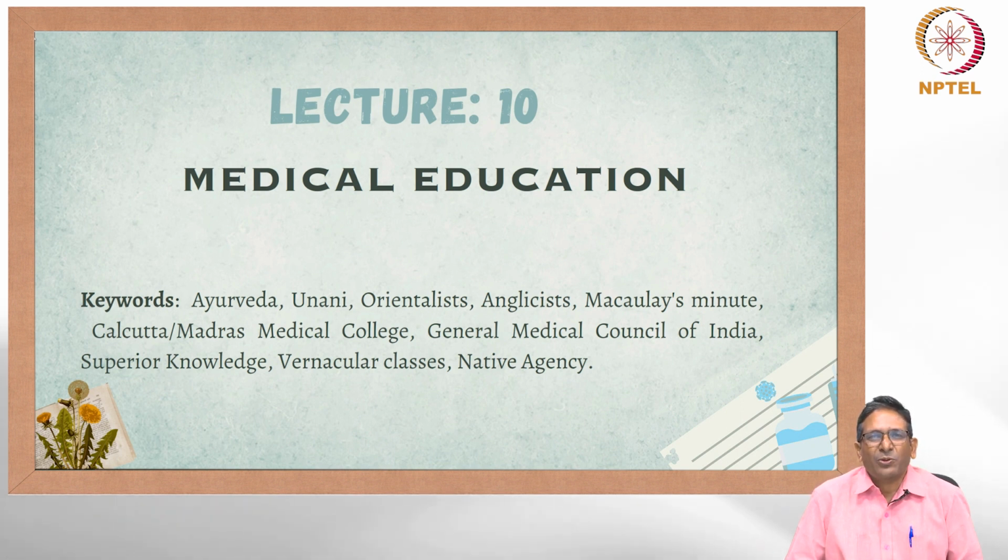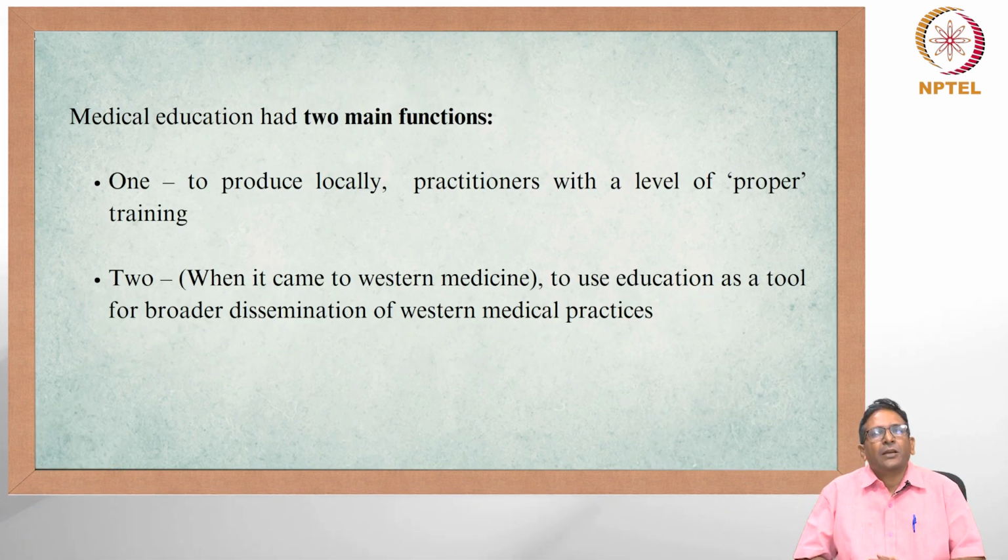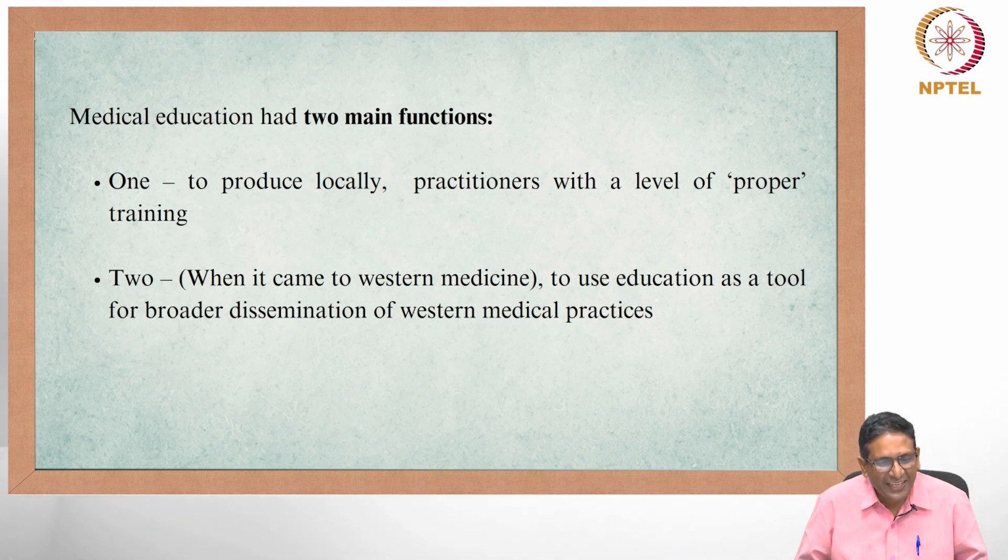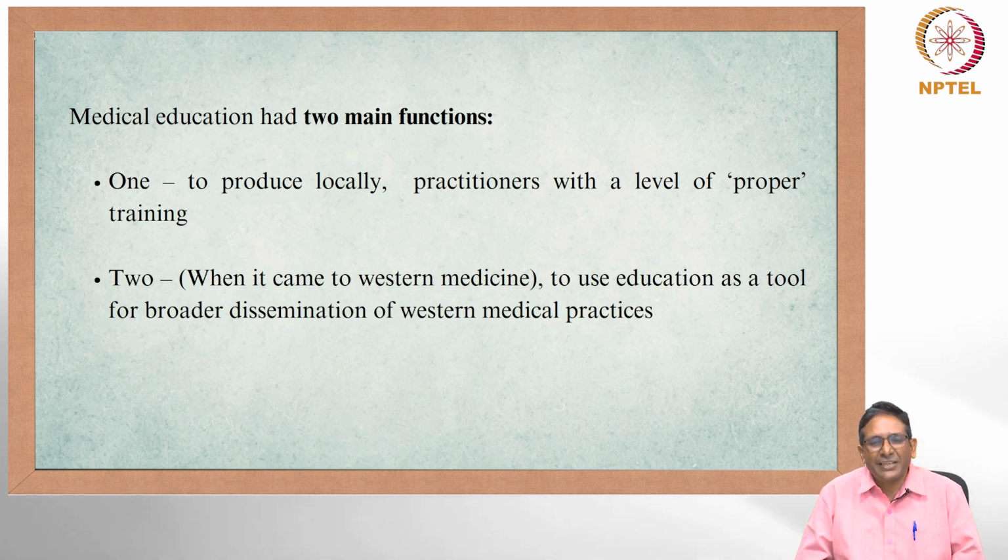So, as I told you, one of the important measures concerning medicine and public health in the early days was the opening of institutions to train Indians within India for various kinds of medical diplomas and degrees. So, medical education broadly had two main functions. One, as I said, was to produce locally practitioners, medical practitioners, with a level of what was deemed to be proper training. And then, because when it came to the question of Western medicine, to use medical education as a tool for broadly disseminating that Western medical system and practices.